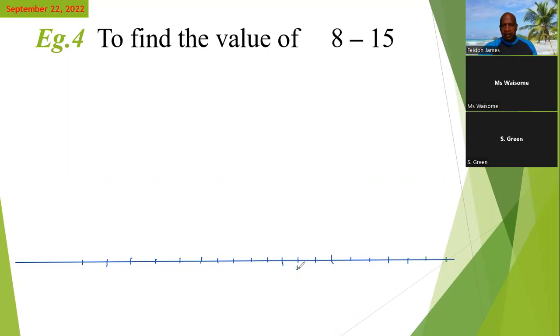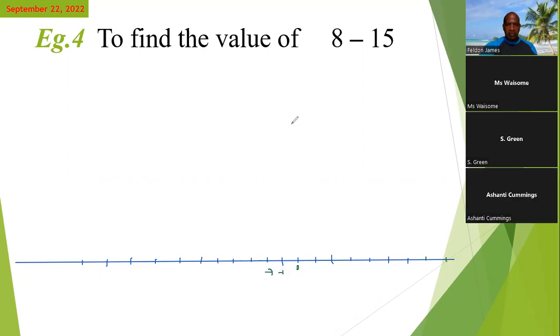All right, so if we start at 0 here, and we count negative 1, negative 2, negative 3, negative 4, negative 5, negative 6, negative 7, negative 8, negative 9, negative 10, 11, 12, 13, 14, 15.